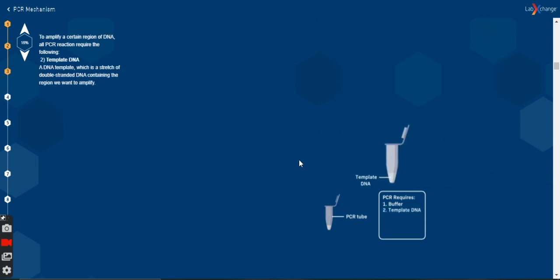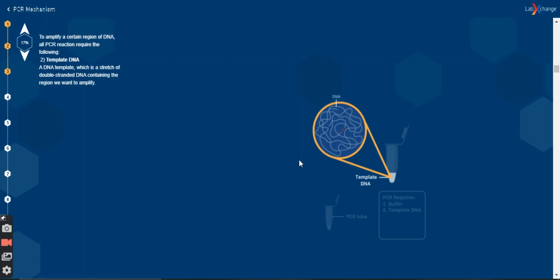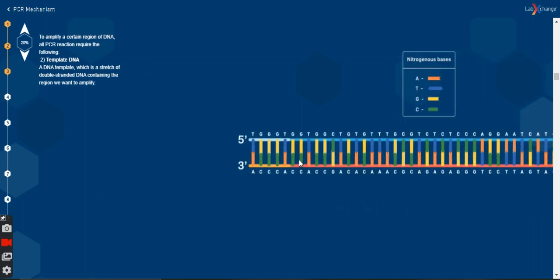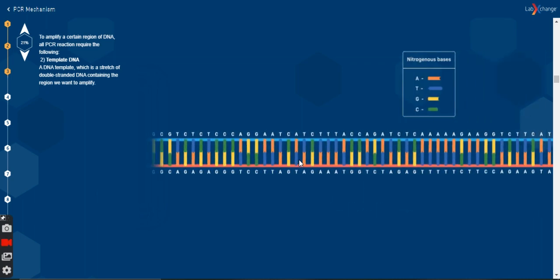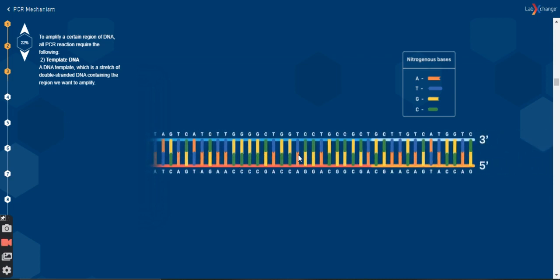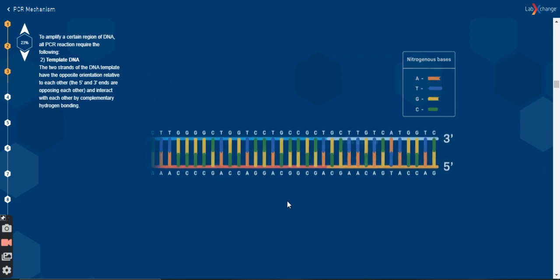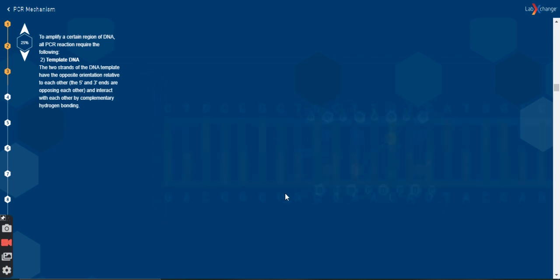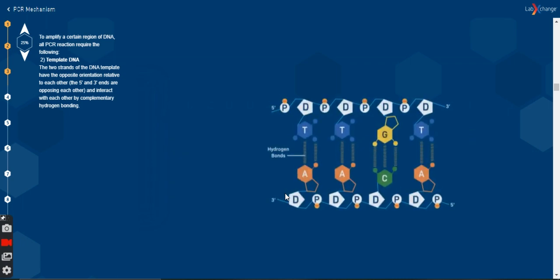Secondly, we need a template DNA. A DNA template is a stretch of double-stranded DNA containing the region we want to amplify. The two strands of the DNA template have the opposite orientation relative to each other. The 5' and 3' ends are opposing each other and interact with each other by complementary hydrogen bonding.